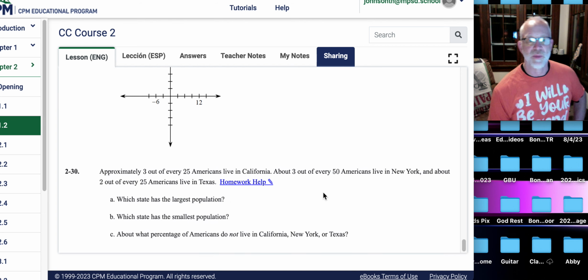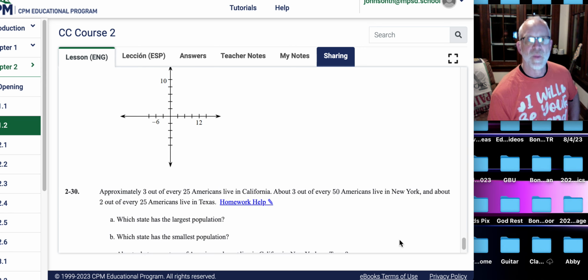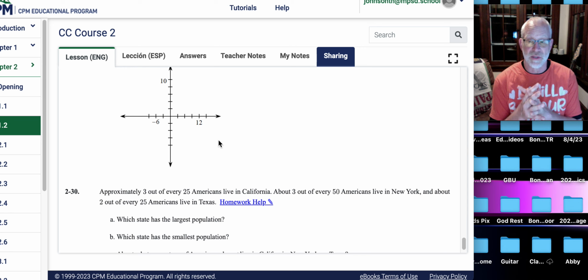And then the last question, approximately 3 out of every 25 Americans live in California. About 3 out of every 50 Americans live in New York. And about 2 out of every 25 Americans live in Texas. Which state has the largest population? Which state has the smallest population? About what percentage of Americans do not live in California, New York, or Texas? That's it. So what we said to the kids, we set the timer for 20 minutes.